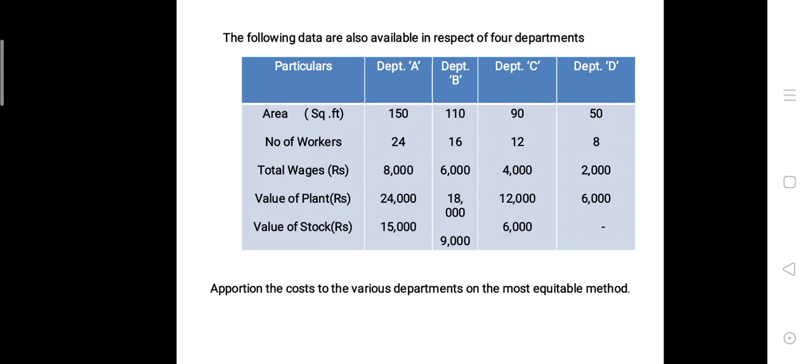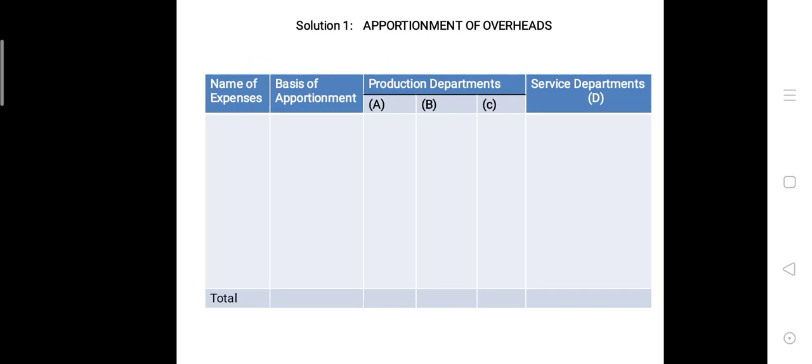Now we'll start the solution. This is the format which has 6 columns. The heading should be apportionment of overheads or primary distribution of overheads. First column, name of expenses. Second column, basis of apportionment, and remaining 4 columns. The first 3 columns are for the production departments A, B and C, and the last column is service department D.